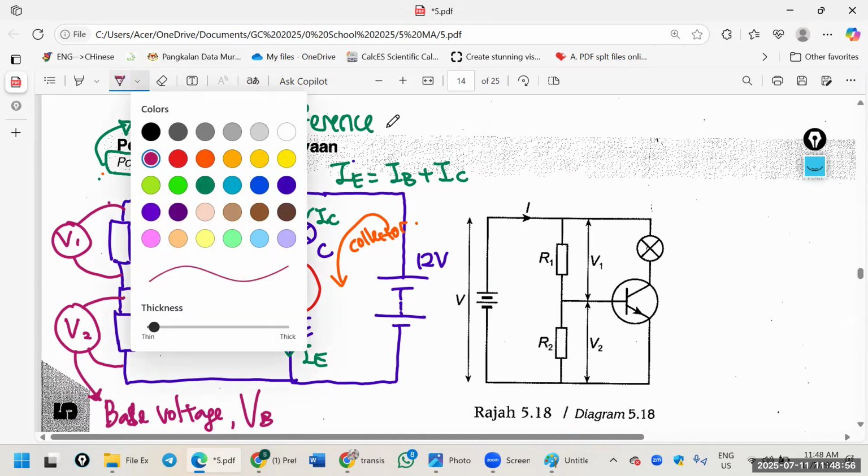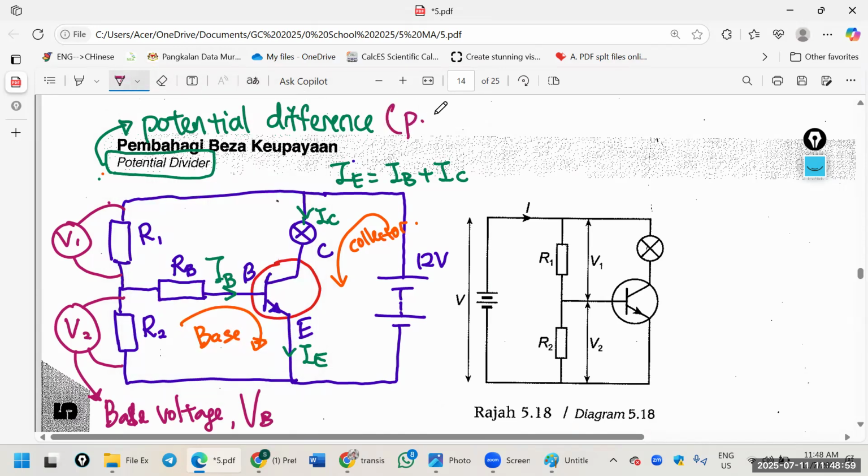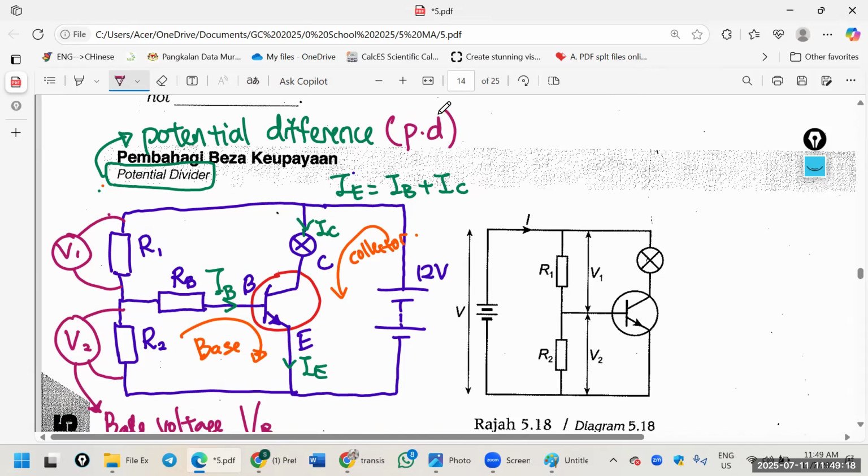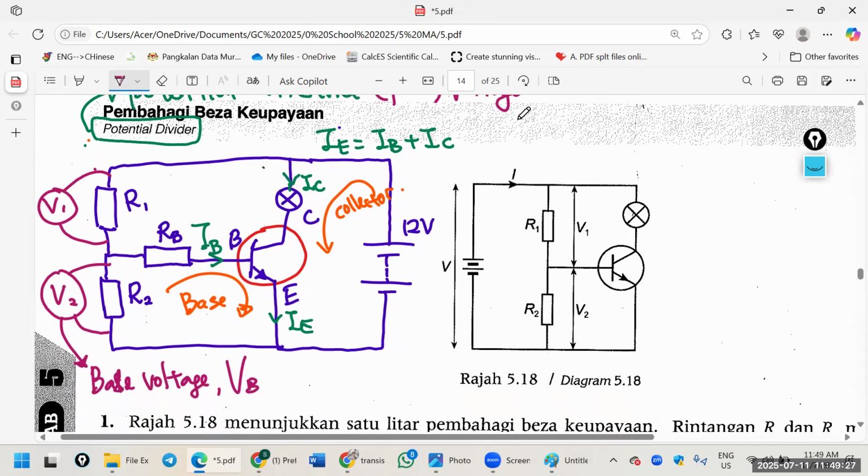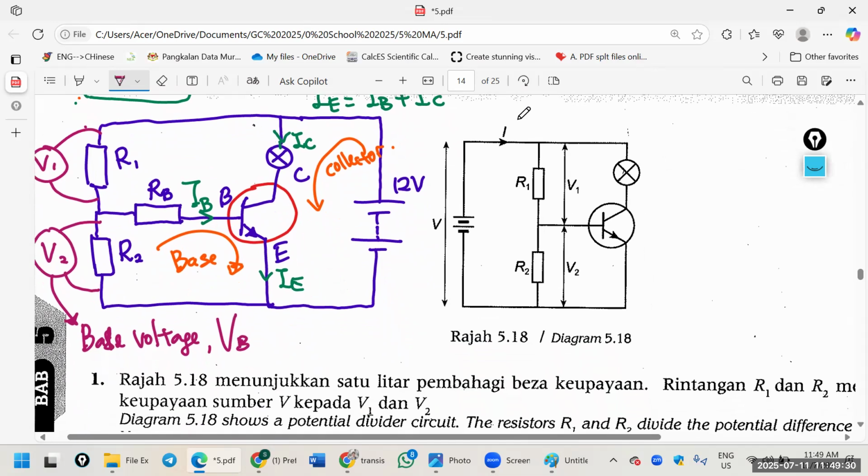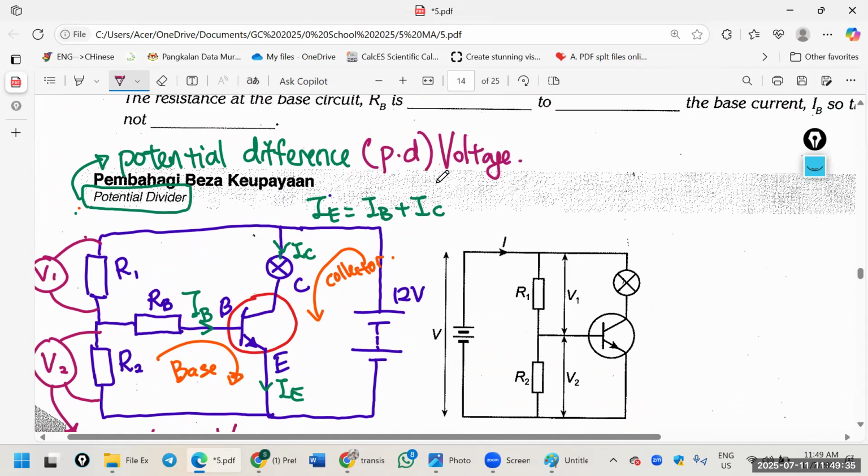Right, Jianwei, what is potential difference? Xavier, what is potential difference? Alright, stand up. Yes, very good. Okay, thank you. What is potential difference? Okay, not bad, you have a small note, that's fine.